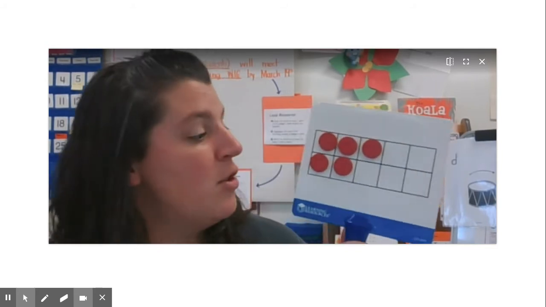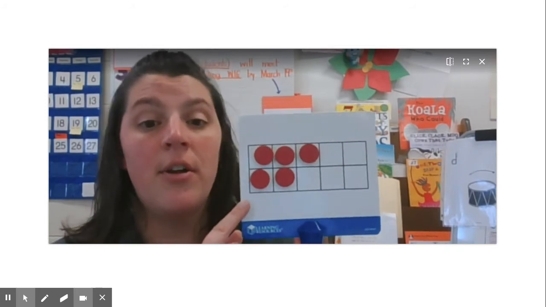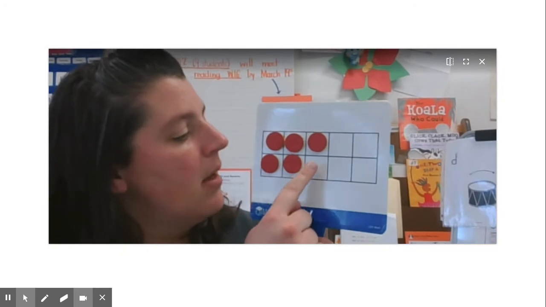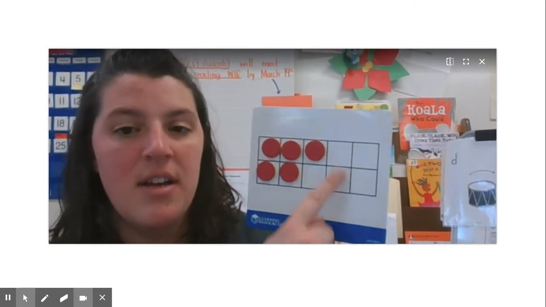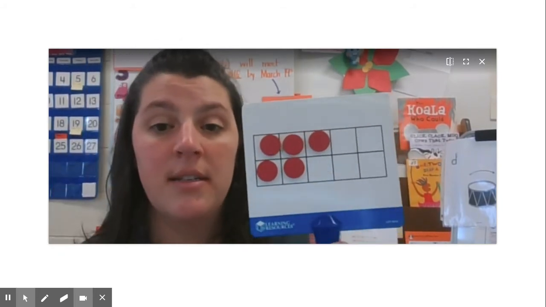A few of you said you knew when all these squares are full, we know there's 10 because this is called a 10 frame. So some people counted the empty squares. Can you count with me? 1, 2, 3, 4, 5. Since there are 5 empty squares, we need 5 more dots to get to 10.